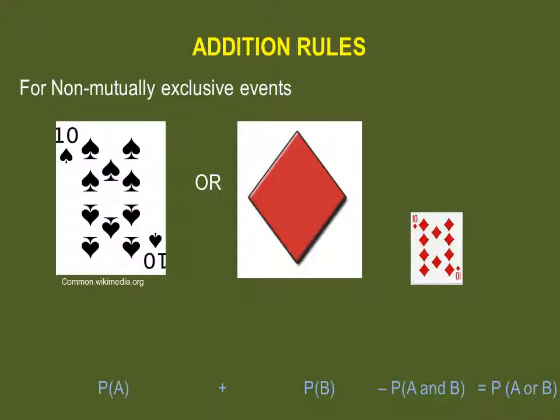So here again is our equation for calculating the probabilities of non-mutually exclusive events. Put into numbers, event A is 4 out of 52 and event B is 13 out of 52, minus that extra 10 of diamonds. So 4 out of 52 plus 13 out of 52 minus 1 out of 52 gives us our final answer, 16 out of 52, simplified as always to 4 out of 13.